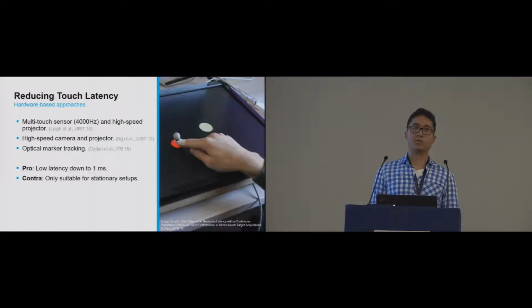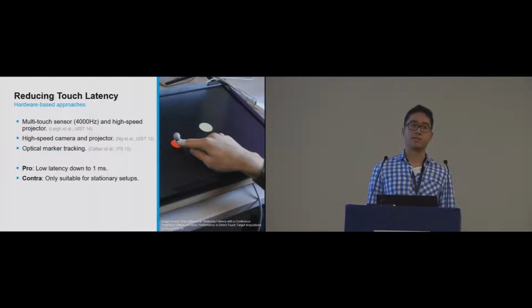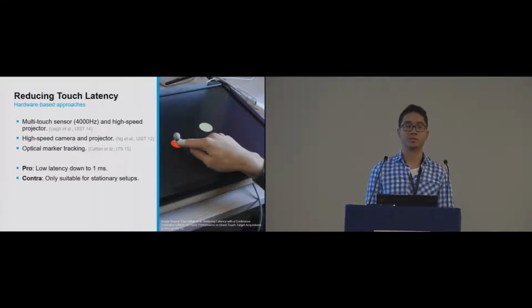Similarly, Eng and colleagues used a high-speed camera to track the fingers and a projector to visualize the response. Katan and colleagues used a motion capture system and optical markers, which you can see in the right image, to capture the finger movements and a high-speed display to visualize the touch. The advantage of these approaches is that latency can be reduced down to about 1 millisecond. However, the disadvantage is that additional and bulky hardware is required. Therefore, they are only suitable for stationary setups, but not for mobile devices where users would need to carry around these bulky devices just to reduce latency.